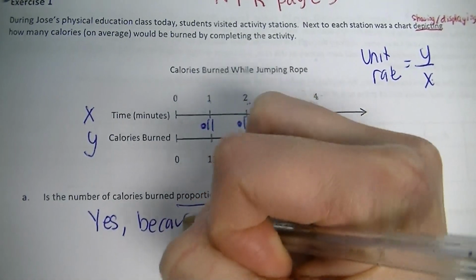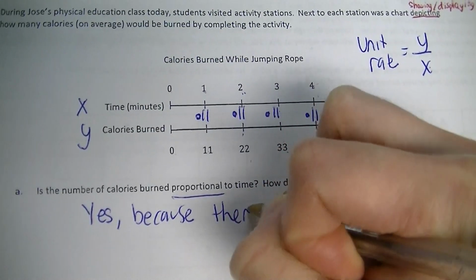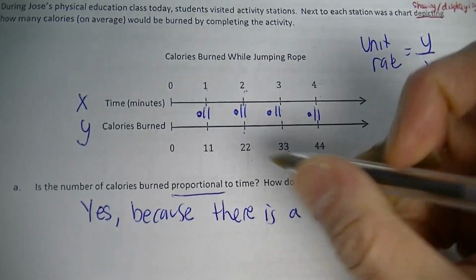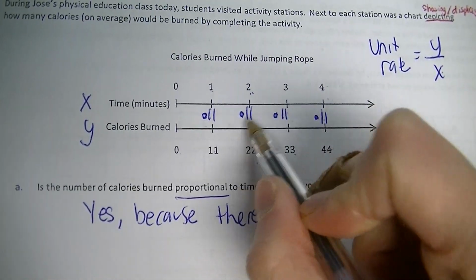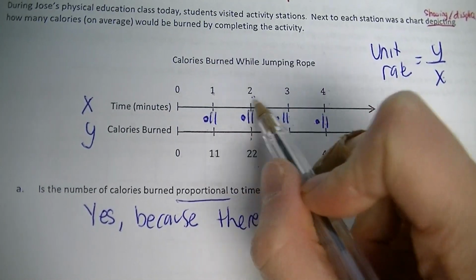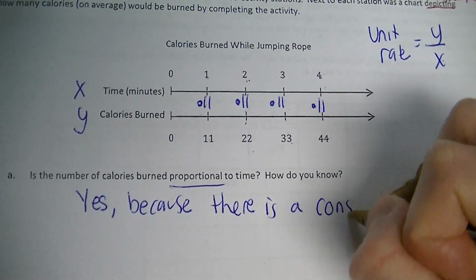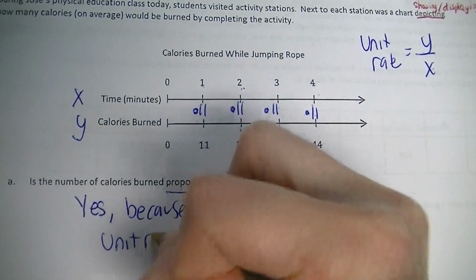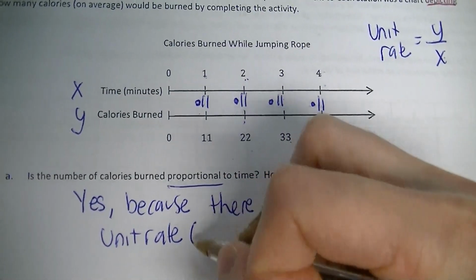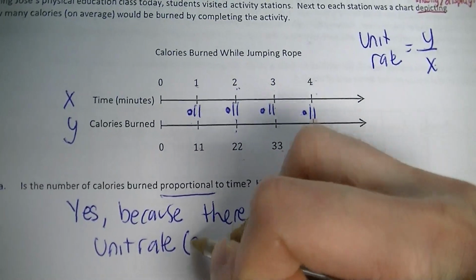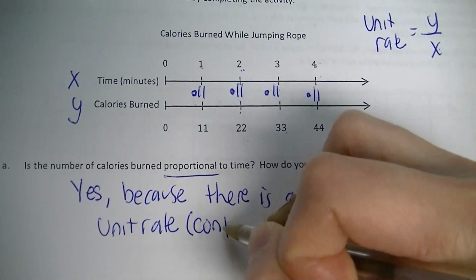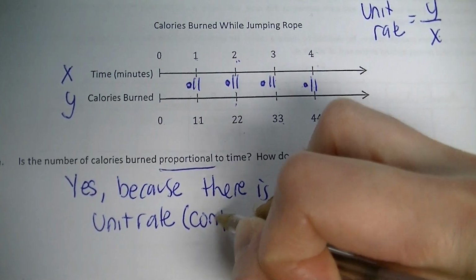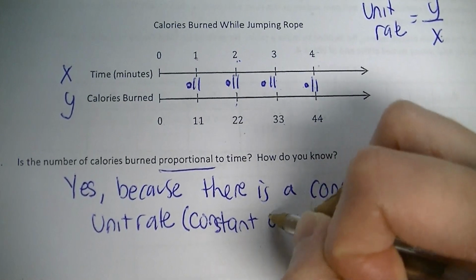because there is a consistent, and it's consistent because see how it's times 11 each time, each X value you're multiplying by 11. It's a consistent unit rate. And you should know, hopefully by now, unit rate, another word you could say is constant of proportionality. I know your book says this a lot. Constant of proportionality.